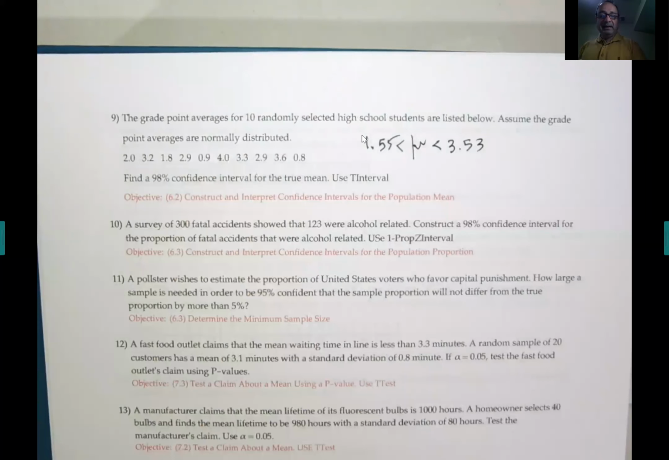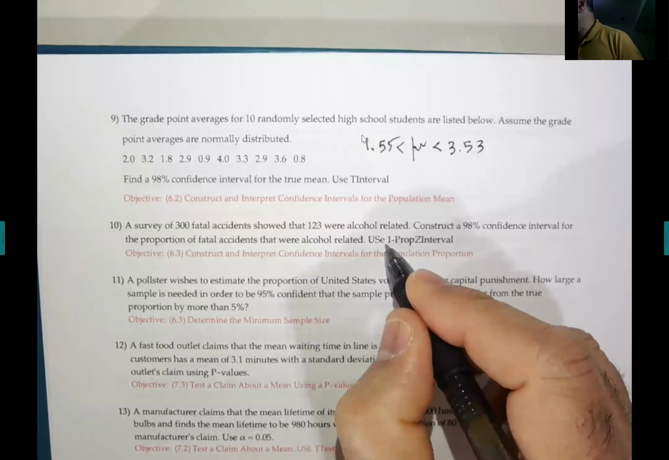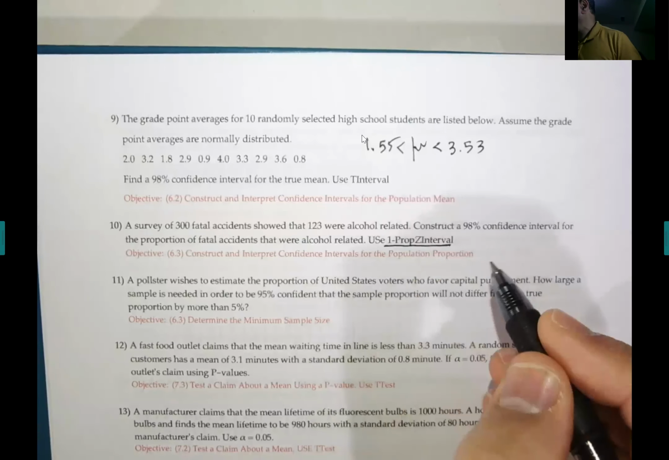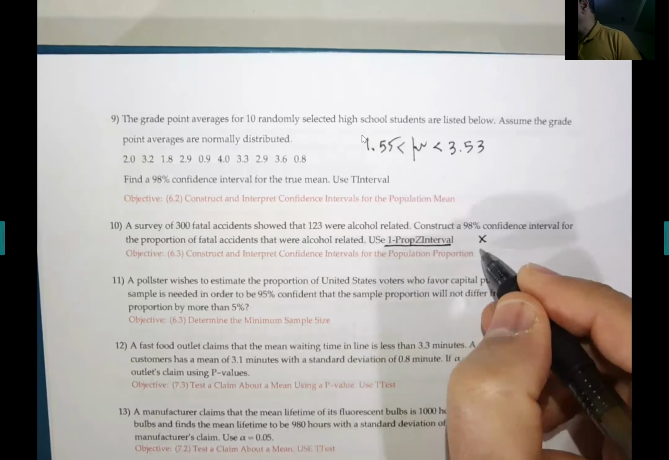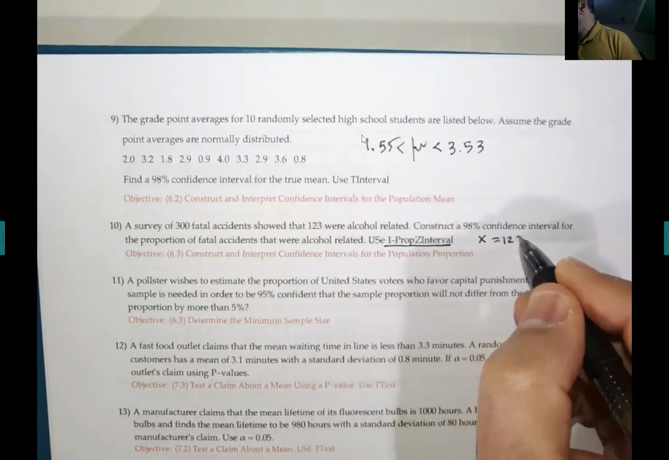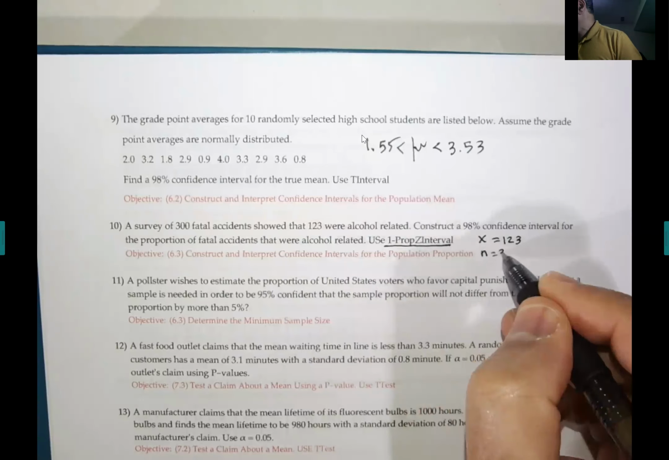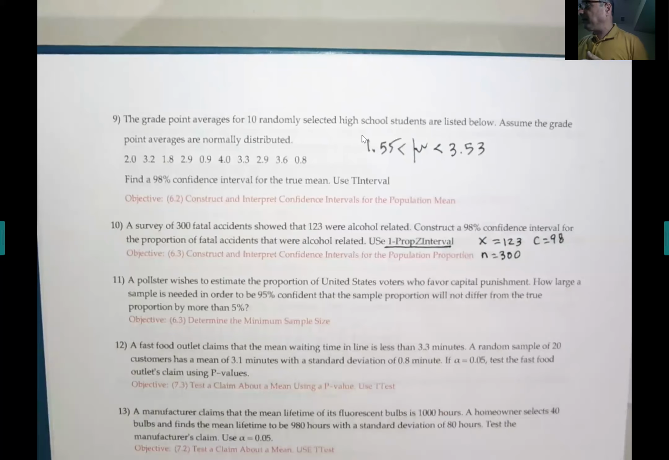10. A survey of 300 fatal accidents showed that 123 were alcohol related. Construct a 98% confidence interval for the proportion. So there's only one proportion function, guys, that you can use with one sample. It's this, one prop Z interval. It requires 3 arguments, X and N, and the confidence level. X is the number of successes, which is 123. N is 300, and the confidence level is 98. This is a very easy interval to come up with.